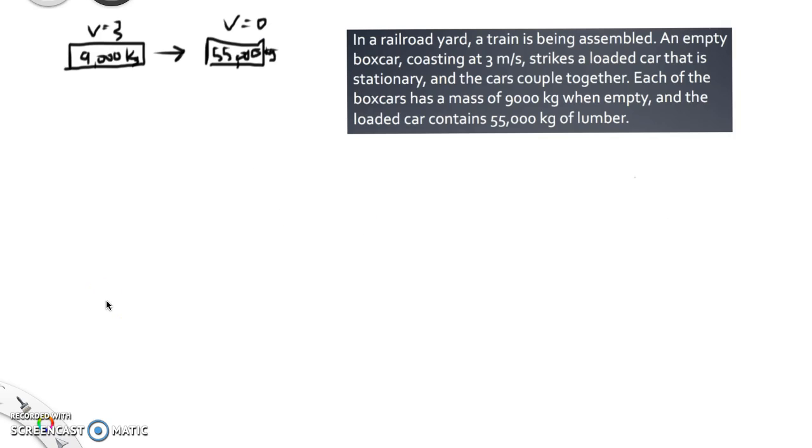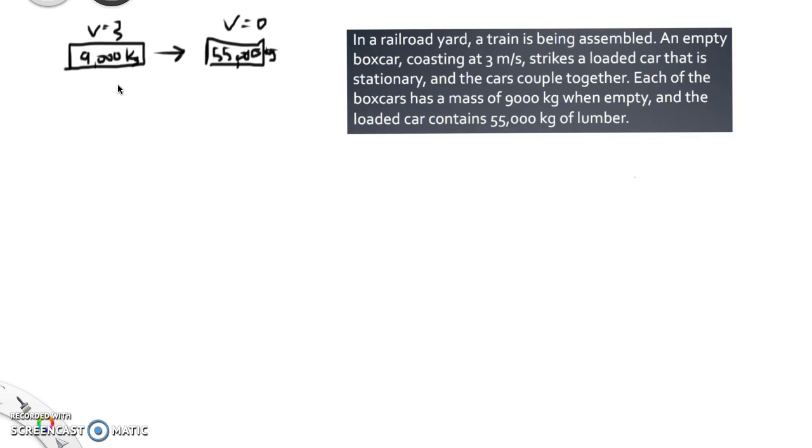Okay, we're going to look at a second example here. In this case, we have a train in which we have an empty boxcar that's coasting along, and it's going to hit this other boxcar, or this loaded car that has a mass of 55,000 kilograms that's kind of sitting there at rest, and they're going to latch together. Okay, and if they latch together, that means that they're going to have the same speed and they're going to be moving along together.